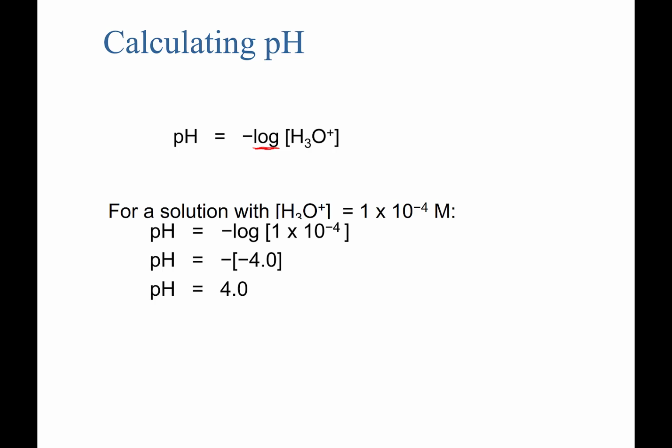All right, so our example says find the pH of a solution if the H3O+ is 1 times 10 to the negative 4. So you're going to push log of this number, and like I said, depending on your calculator, you may have to enter that number and then log. And when you do that, you get a negative 4. So the negative and negative cancel, and you get a pH of 4.